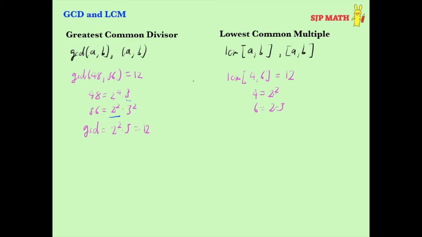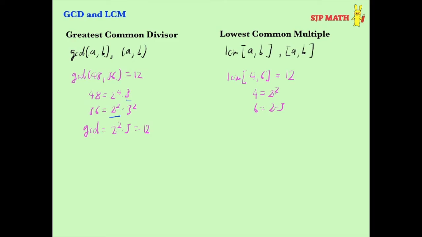So this time, here we found the minimum of the exponents because the GCD has to go into both of these numbers. But this time, the LCM has to, let's say, cover all of the numbers. So we want to find the maximum exponent because these two numbers must both divide the number.